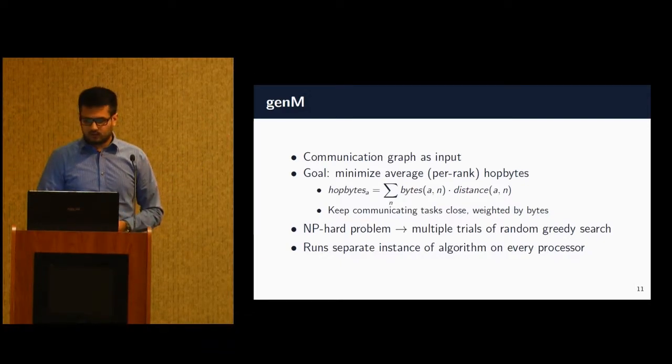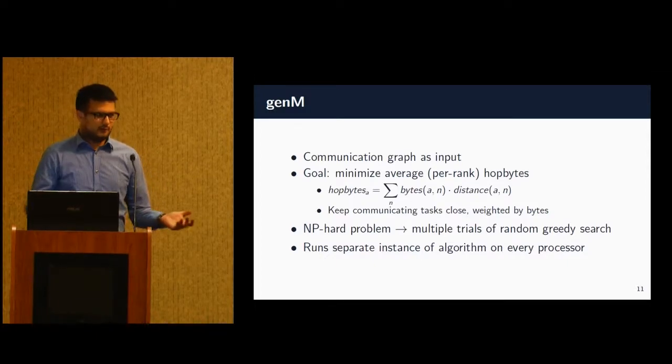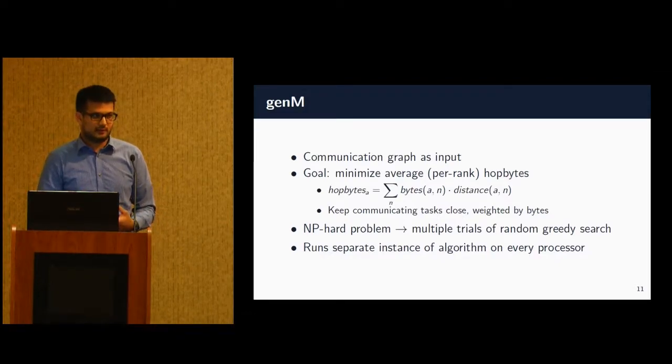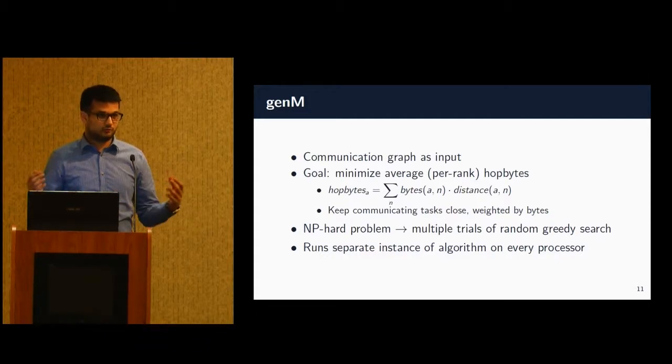So this, of course, is an NP-hard problem, but we essentially do some sort of heuristic where we do multiple trials of random greedy search, and we usually get something that's pretty good. In particular, if you have a bunch of PEs in your job, we do a better job because we can now search more simultaneously.